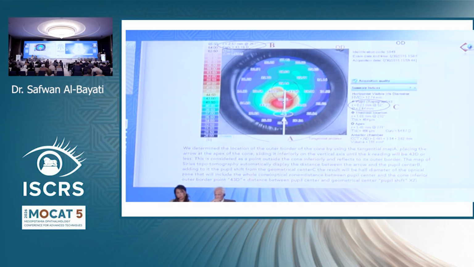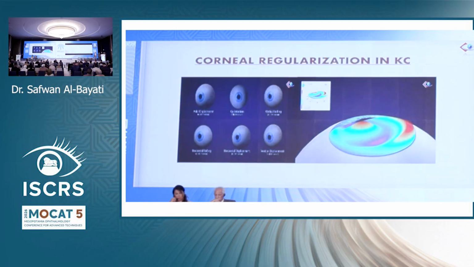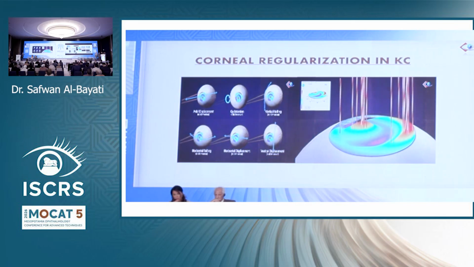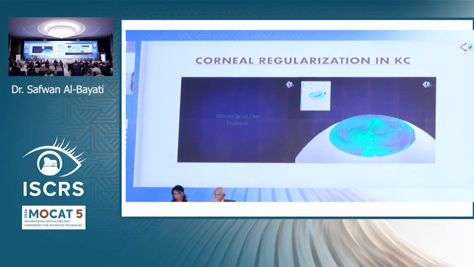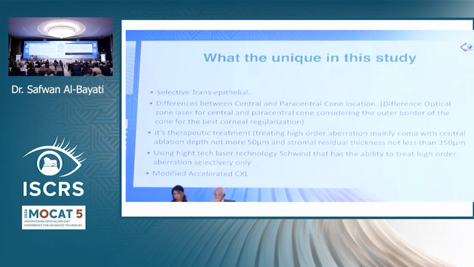And that's how we are measuring the outer border of the cornea, depending on the MS39. There is a software that can measure from the central point to the outer border. When we reach the green, that will be half of the diameter of the optical zone. And that animation shows that the machine should have 6D in a way that can treat this platform, the myopic, hyperopic, and then we will end up with this regularized cornea.